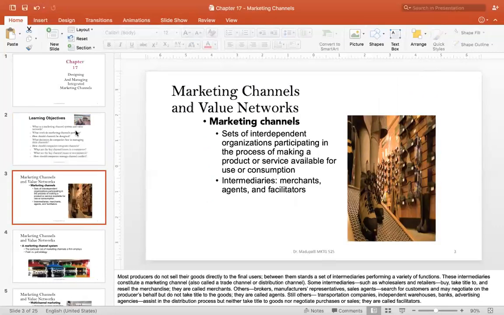Marketing channels are sets of interdependent organizations which participate in the process of making a product or a service, specifically value in general, available for consumer consumption.